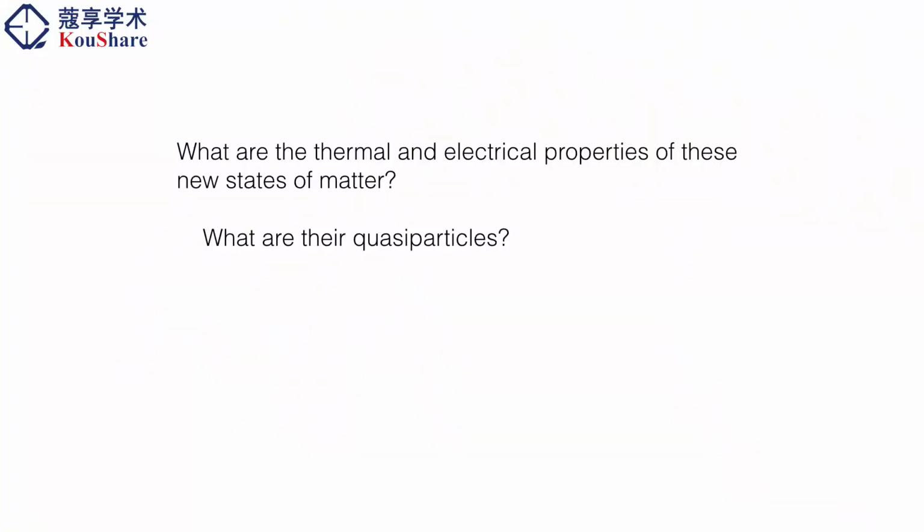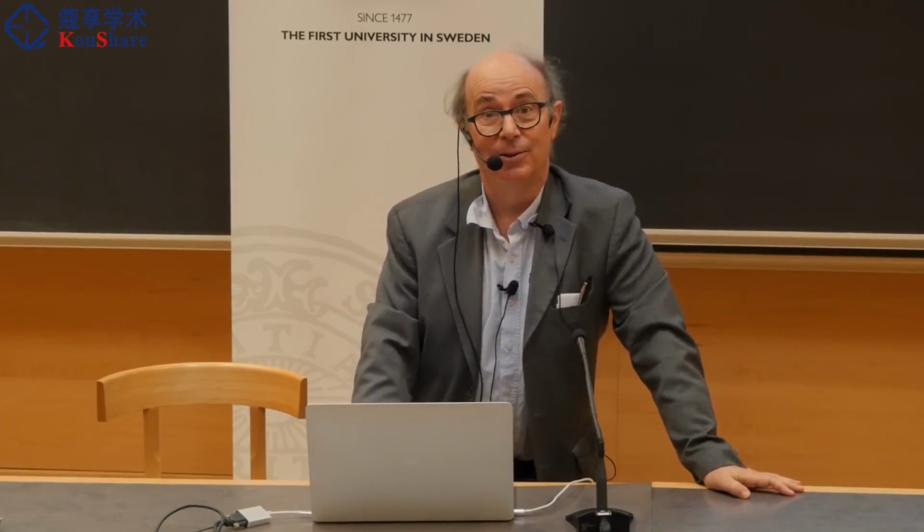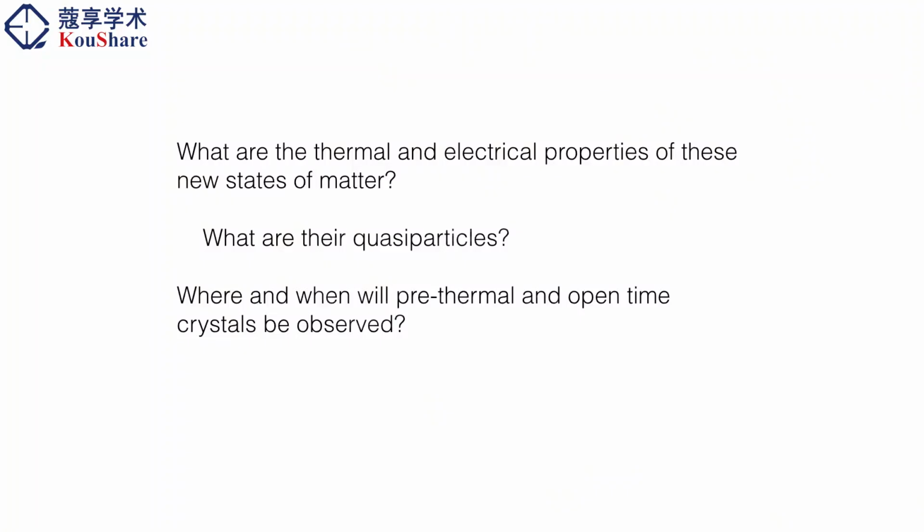Generally, in the discussion of thermal and electrical responses of solids, a key step is identifying the quasiparticles and then their response and their interactions. Here, the quasiparticles are something new. They're not simply things that you get by diagonalizing the energy. They're not the energy eigenstates, because energy is not conserved anymore. What happens? What is different about that? It's mostly virgin territory. When and where will the pre-thermal and open time crystals be observed?